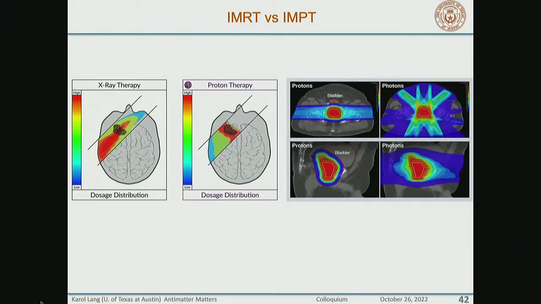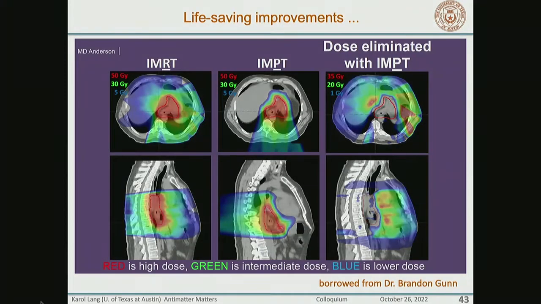So this, as it's called, IMRT, which is intensity modulation, in both beams has a different net effect in the body using protons or using photons. So this is showing you what's happening when you use X-rays, photons. This is what happens when you do protons. This is again borrowed from Brandon. He shows IMRT, gammas, IMPT, protons, and this is the difference.